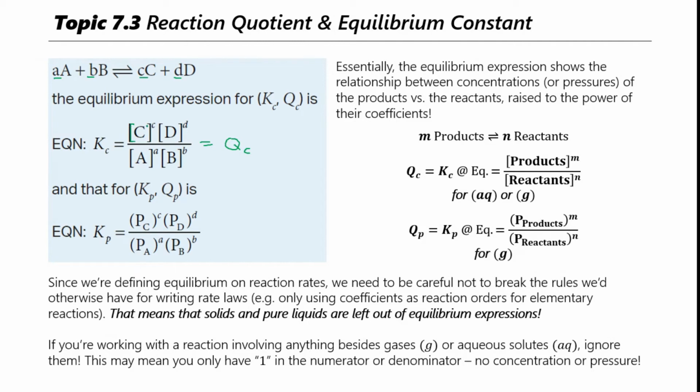The concentration of C, we use molarity for these. The concentration of D, okay, in molarity, and they're raised to the power of their coefficients, just like we did for the kinetic stuff. So C is raised to the power of whatever the little c is here, and D is raised to the power of the little d there, and so on. Okay, and then you've got your A and your B down on the bottom.